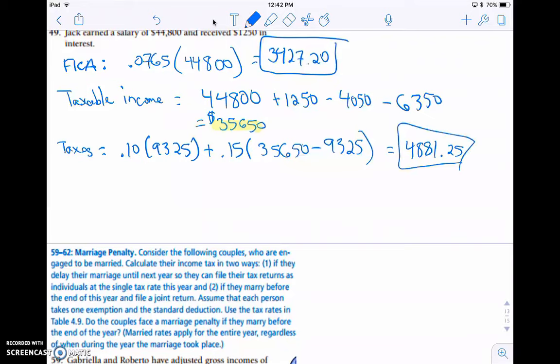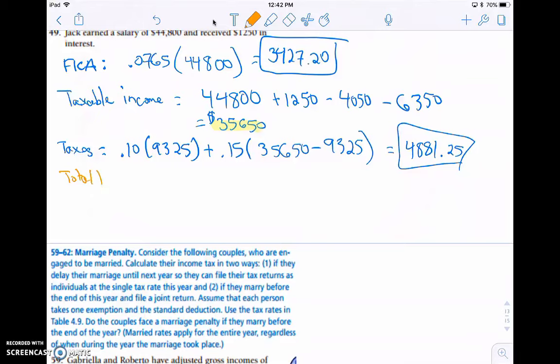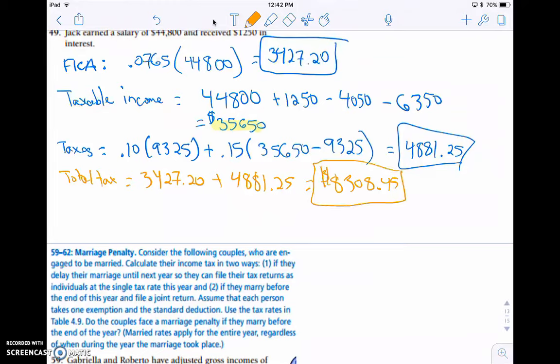So that's another key number there. The total tax is the FICA tax, $3,427.20, plus the income tax, $4,881.25, and we get a total of $8,308.45, and that is the total tax that is owed during that calendar year for Jack. And it says 83, though it doesn't look much like a 3.